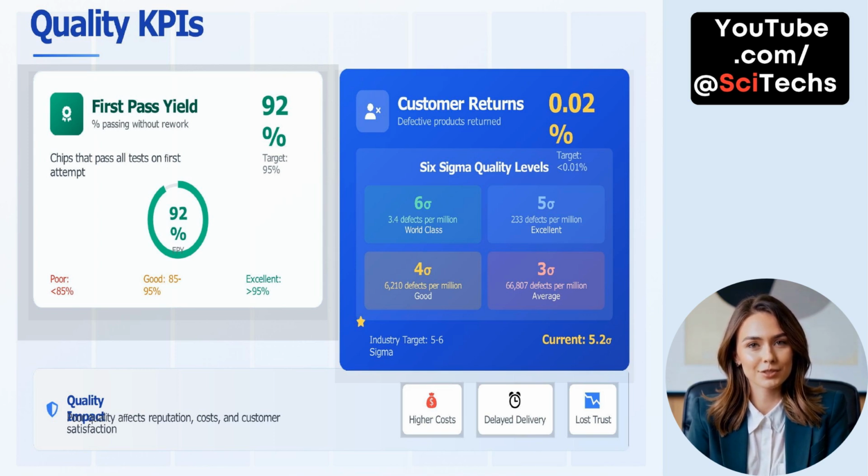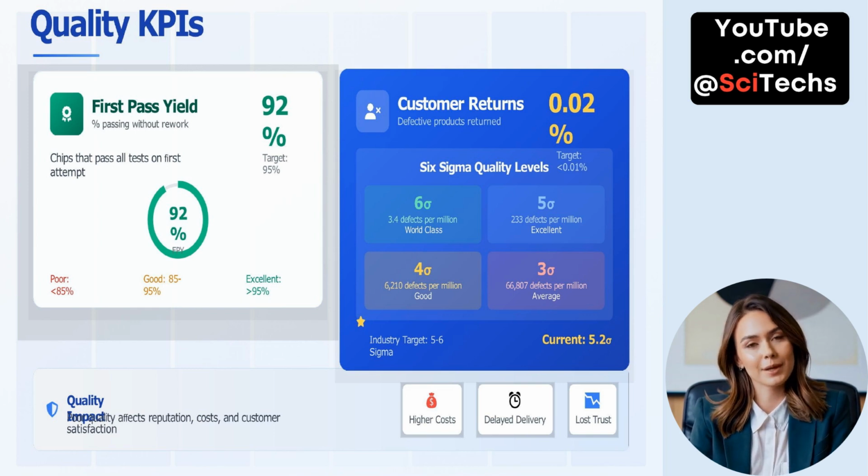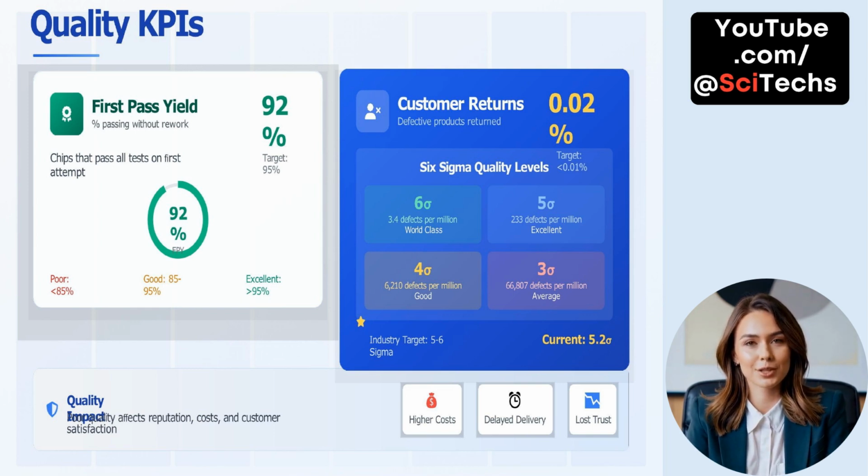Next is customer returns, currently at 0.02%. This metric tracks defective products returned by customers. The target is less than 0.01%, so improvement is needed. The Six Sigma Quality Framework classifies defect levels. Six Sigma means world-class quality with only 3.4 defects per million, while 5 Sigma is excellent. At 5.2 Sigma, the current performance is within the industry target of 5 to 6 Sigma, but still leaves room to drive down customer returns and boost trust, reduce delays, and minimize cost.